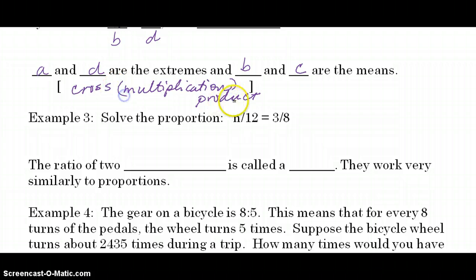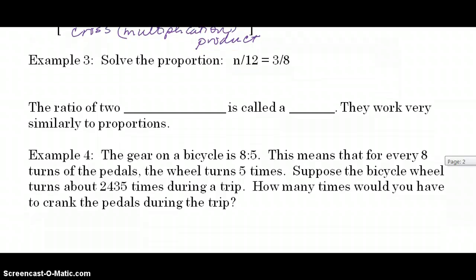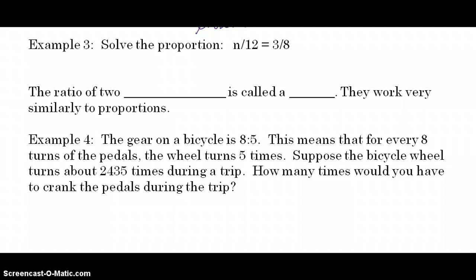Your book's going to say cross product. All right, solve this proportion. I am going to use the means-extremes property of proportions to solve this. I'm going to rewrite it as a neater fraction: n over 12 equals 3 over 8.